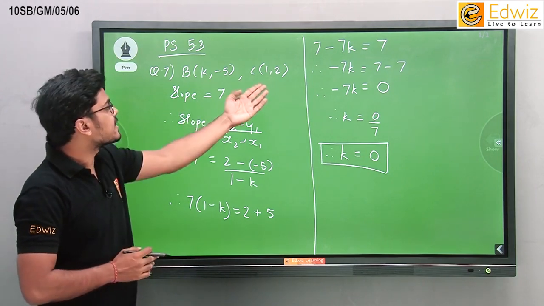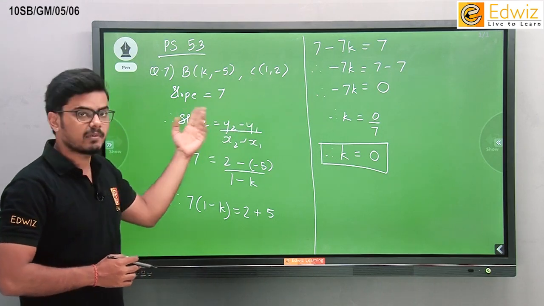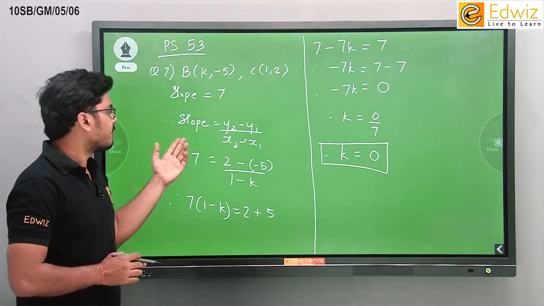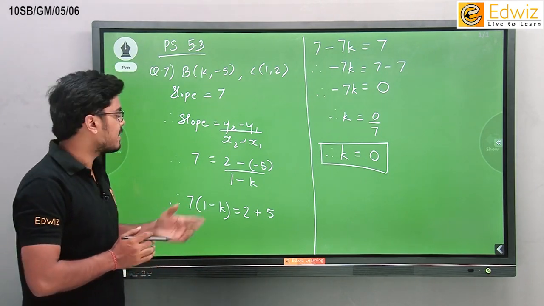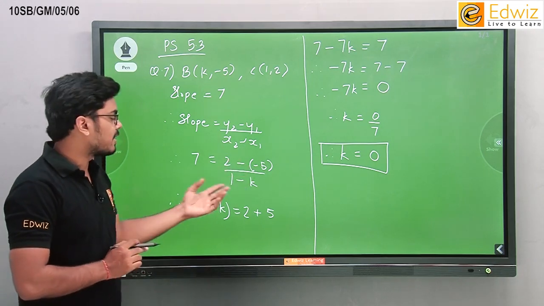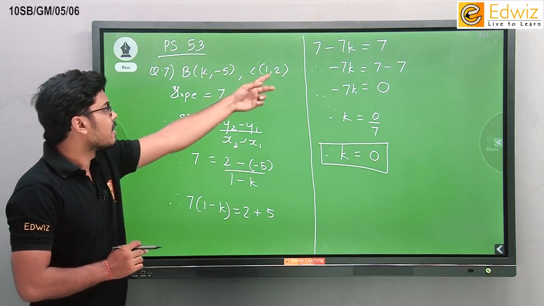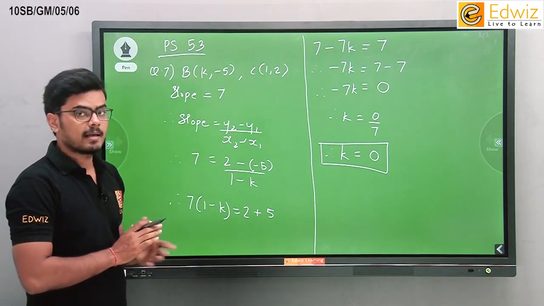These are the 2 points given to you, B k comma minus 5, C 1 comma 2. The slope between the 2 points is 7. We know the formula for slope, y2 minus y1 upon x2 minus x1. So 7 will be equal to 2 minus minus 5 upon 1 minus k. Here 2 and minus 5 are y2 and y1, and 1 minus k is x2 minus x1.